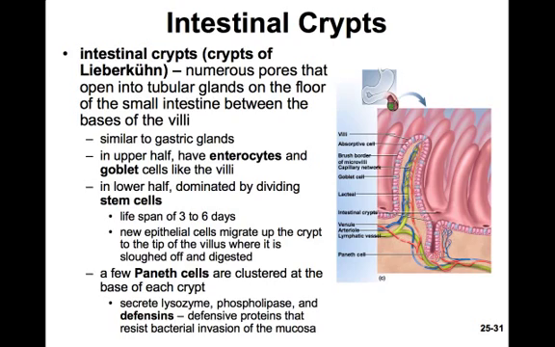We'll also see a few Paneth cells clustered at the base of each crypt. The Paneth cells are going to secrete things like lysozyme and phospholipase. They'll also secrete defensins, and defensins are defensive proteins that will resist bacterial invasion of the mucosa.